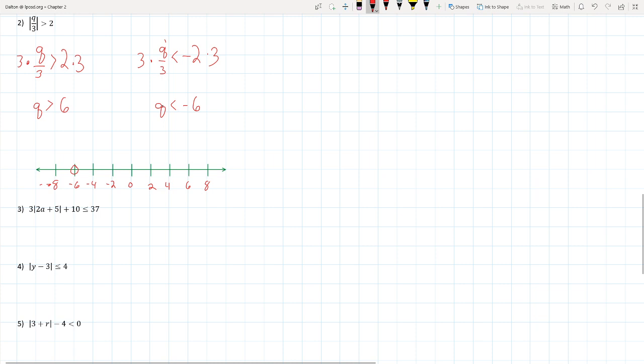And q is less than negative 6. A number that's less than negative 6 is negative 8. So I'm going to go towards the negative 8. q is greater than 6. So I go to 6. A number that's greater than 6 is 8. So I'm going to go towards that 8.